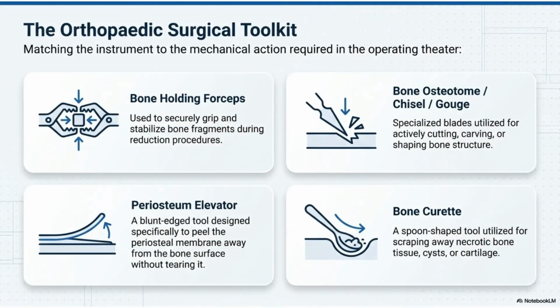The orthopedic surgical toolkit includes instruments matched to mechanical action. Bone-holding forceps stabilize fragments, bone osteotomes shape bone, the periosteum elevator peels the periosteal membrane, and the bone curette scrapes away necrotic tissue or cysts.